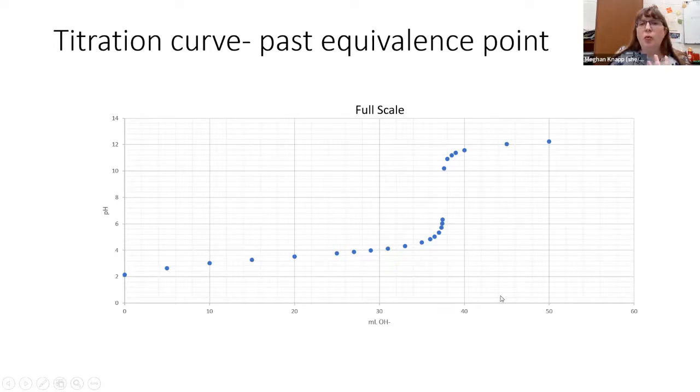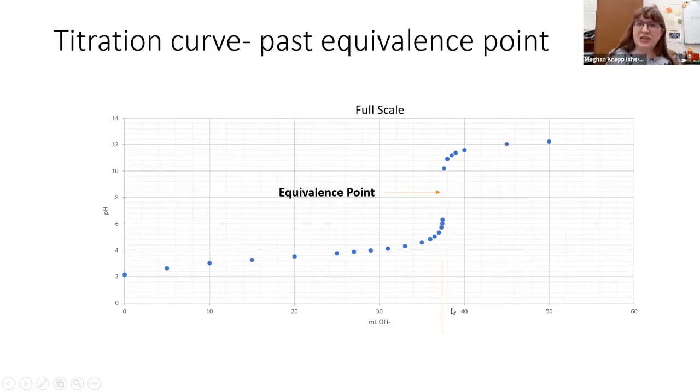So what we are interested in looking at on this graph is the equivalence point. And the equivalence point is right here in this most vertical region, okay? And we are interested in what that volume is. So we're going to take this line down to the x-axis and look at the volume here. So this is about 37 milliliters for our equivalence volume.